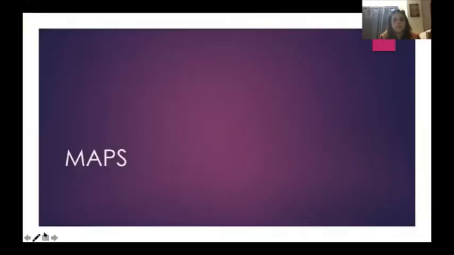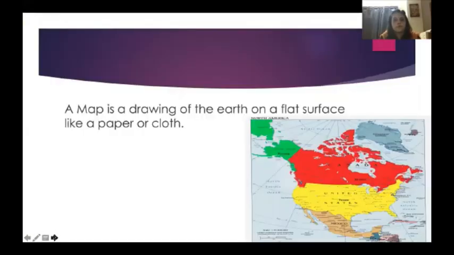Maps. Children, what is a map? Well, a map is a drawing of the earth, usually on a flat surface like paper. So, a map of a place is a drawing of the place or a part of it. Can you see the map here? Yes. This is a map.